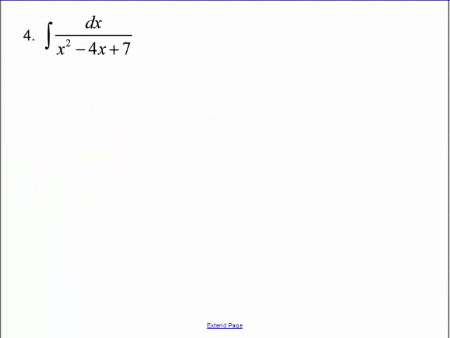Now this one's a little bit more complicated. It's going to be a hidden trig, but we have to do it completing the square too. So if we have a quadratic on the bottom and you don't have any x's in the numerator, you're going to have to use completing the square, and that's going to be challenging because I need to remember how to complete the square. So x squared minus 4x.